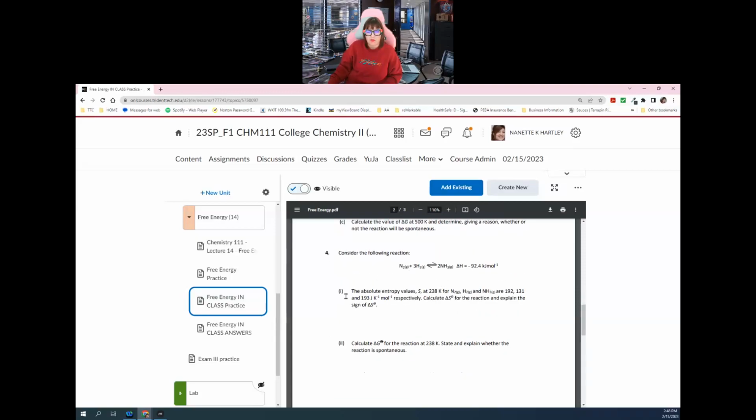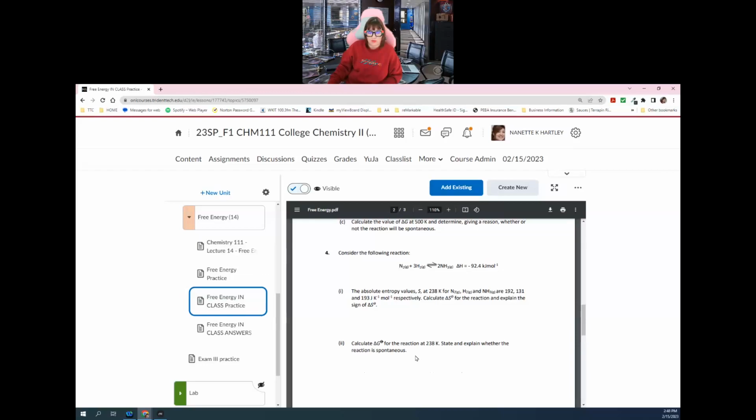We can consider this reaction. Absolute entropy is given for N2, H2, and NH3. We want to calculate delta S naught for the reaction, explain the sign. Okay, so you're supposed to calculate that. The delta S for that, I would expect to be negative because we're going from 4 moles of gas to 2 moles of gas, so I would expect that to be a negative change, not favorable.